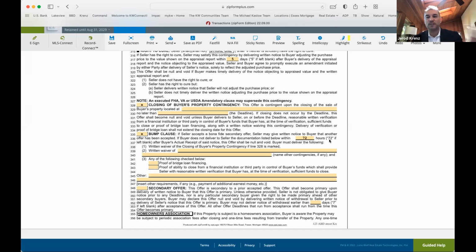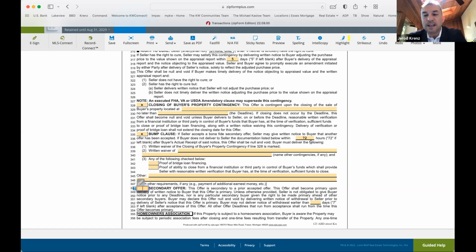In this scenario, if you see bump clause, you can still sell the property. You come in and you write the offer in a secondary position. So you would write the offer and then you would check line 348, if they had that verbiage, and then you wait to see if they can bump them, and then you get moved up to primary position because we can only have one person in primary. But when filling out the bump clause, 72 hours is the standard.